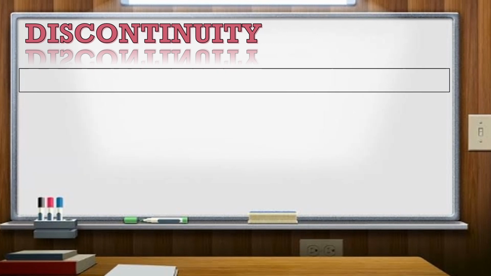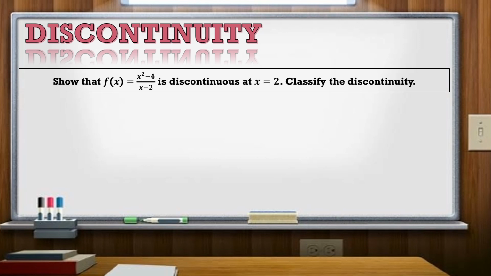Let's see. Show that f of x is equal to x squared minus 4 over x minus 2 is discontinuous at x is equal to 2. Then we need to classify that discontinuity. So the function is discontinuous at x is equal to 2. It is not continuous when x is equal to 2. By substitution, our denominator is 0.